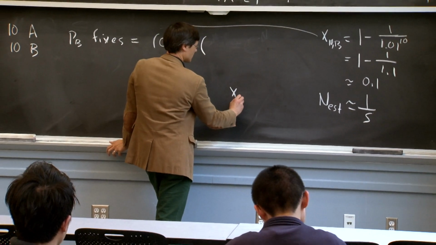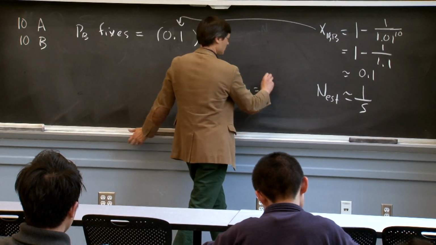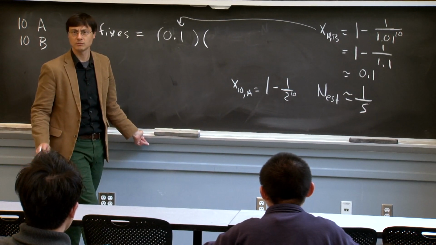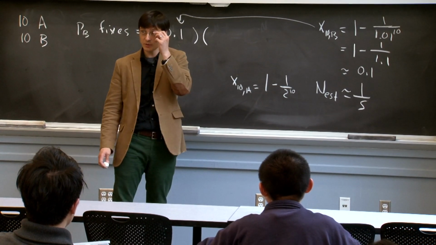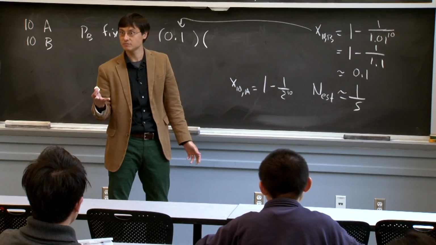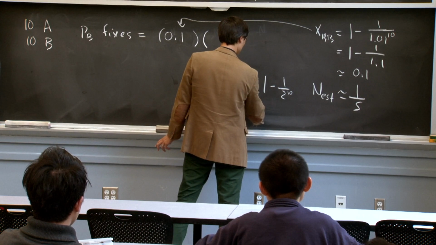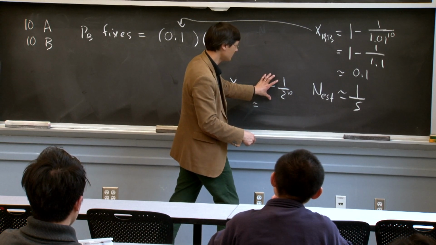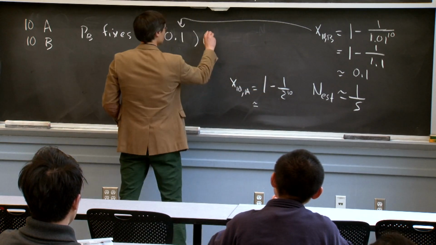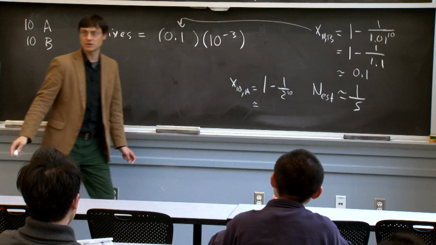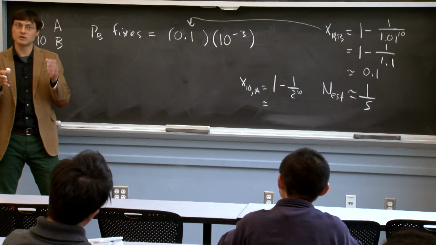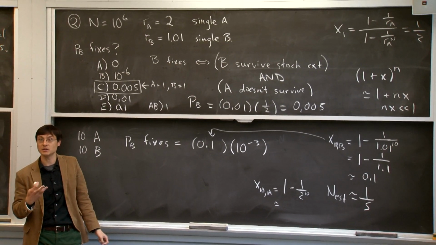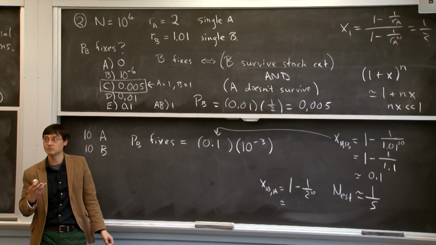So this is x of 10 of A, right? And this is again going to be 1 minus 1 half to the 10th power. It's always good to memorize a few of these things. 2 to the 10 is approximately 1,000, right? But we want not this, so we're going to subtract this 1 away. So we're going to get 10 to the minus 3. Do you guys see that? So given that we start with 10 individuals of A with relative fitness 2, there's only a 1 in 1,000 chance that those A individuals are going to go extinct.